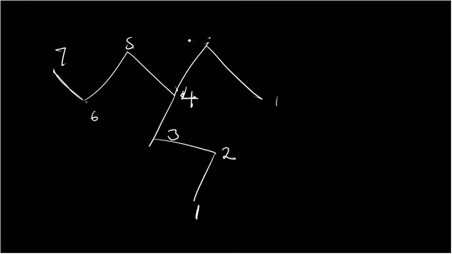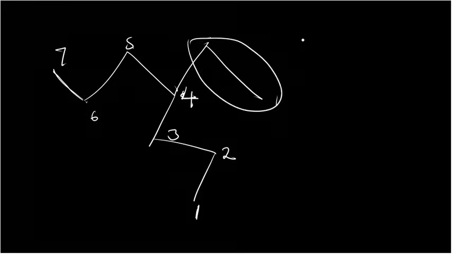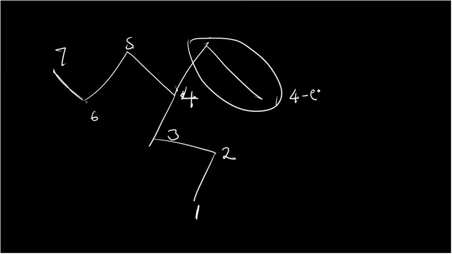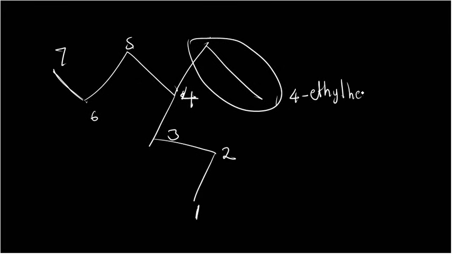Right? And what is the name of this? That's ethyl. Ethyl on carbon number what? 4. So it will be 4-ethyl. What's that? Heptane. Just like that. Straightforward, right?